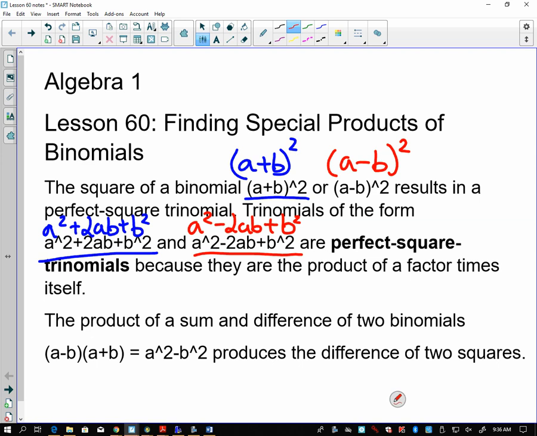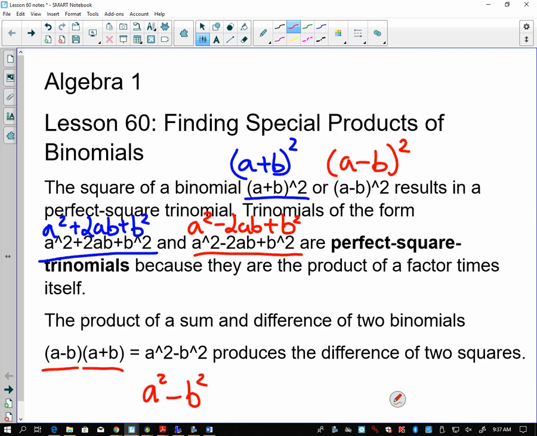All right, the product of a sum and difference of two binomials is where we see something times the same thing but with the opposite sign. This is what we call a sum difference. Okay, so a sum difference is going to simplify to something that looks a little bit more like a squared minus b squared. You'll notice that there's not that middle term, right? That it's not a trinomial. And the reason it's not a trinomial is because those middle two terms end up canceling out.